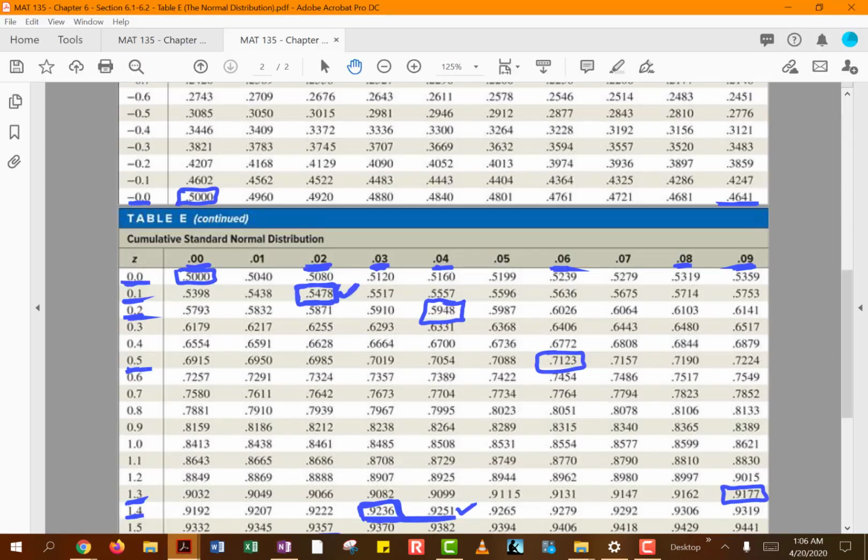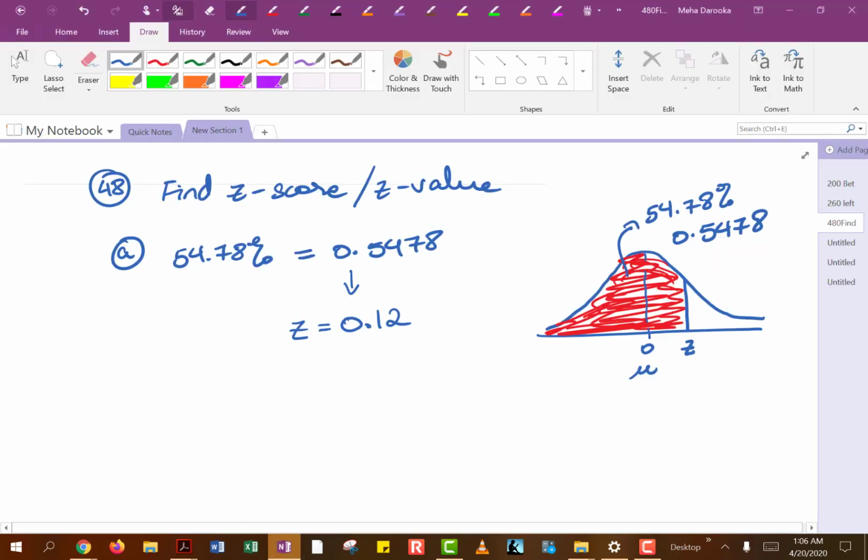So again, if you go back to the table, I've got 0.1 from here, 0.02 from there for the 0.5478. So that's going to be our z-score. So you are actually able to find the exact value of z-score. So this guy is going to be 0.12.